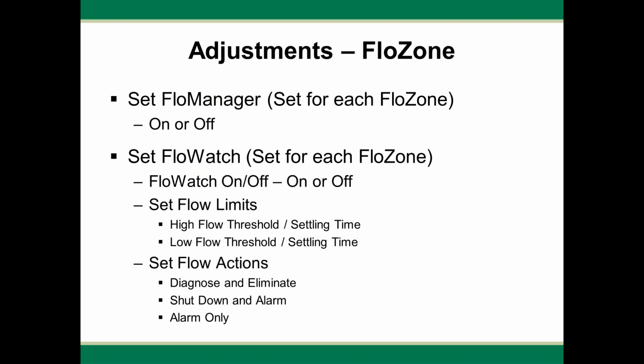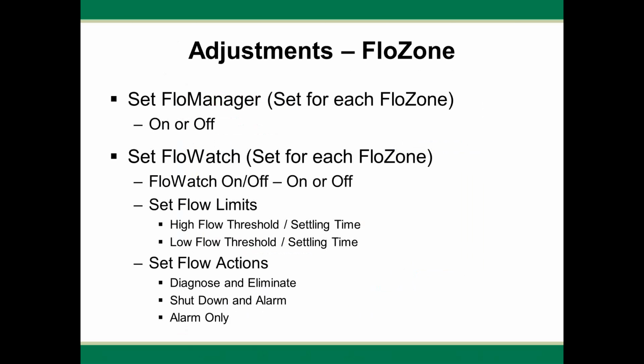Flow Watch allows us the opportunity where we can set high flow limits, low flow threshold limits, and we can also set flow actions. So when we do see a high flow or when we see a low flow action, what does the controller do at that point?